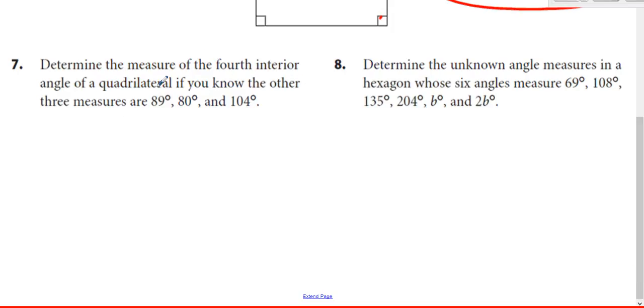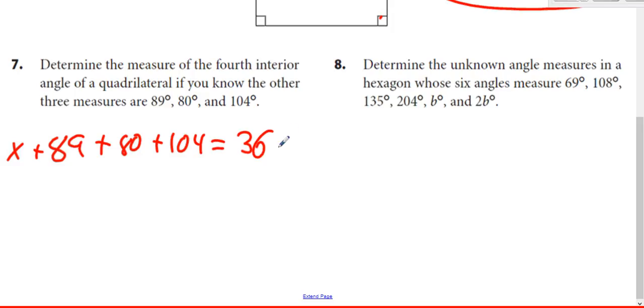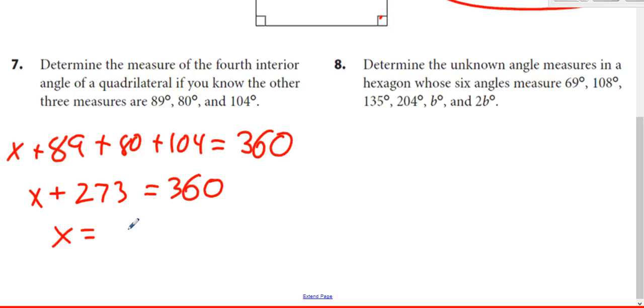Determine the measure of the 4th interior angle of a quadrilateral if you know the 3 measures are 89, 80, and 104. So that means 89 plus 80 plus 104 plus the 4th one, we'll call it x, equals 4 sides, 4 minus 2 times 180 is 360. So add those 3 measures up, you get 273. Subtract, you get x equals 87 degrees.